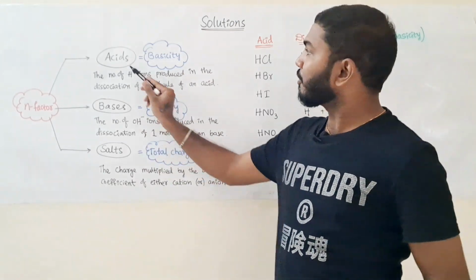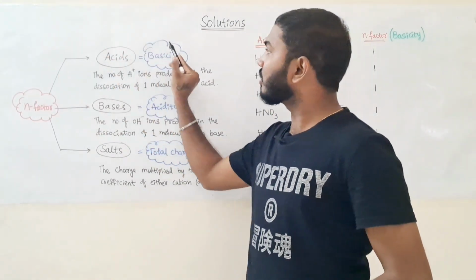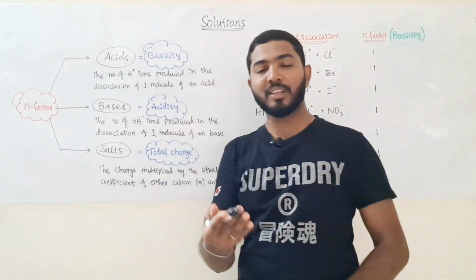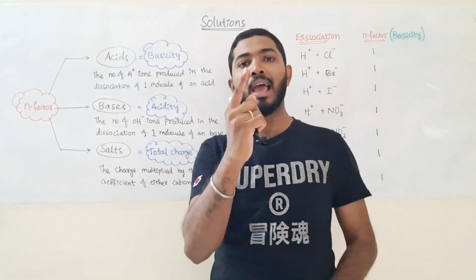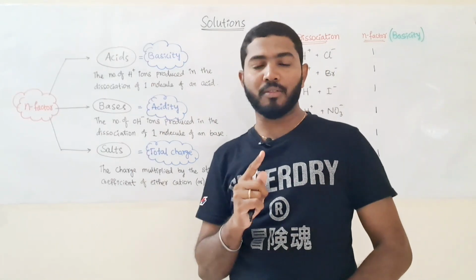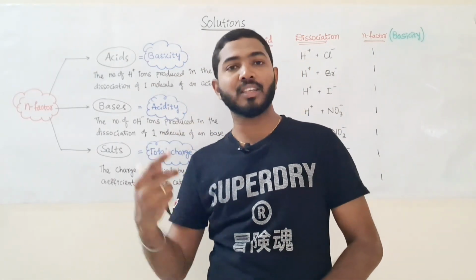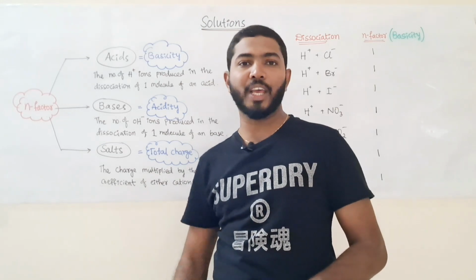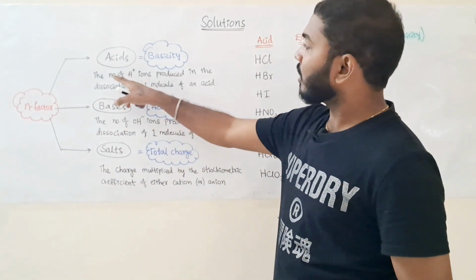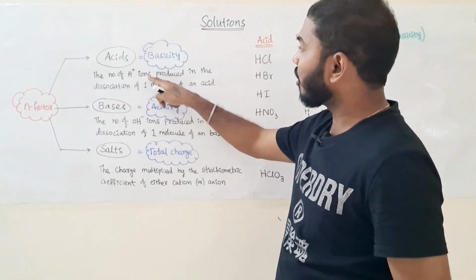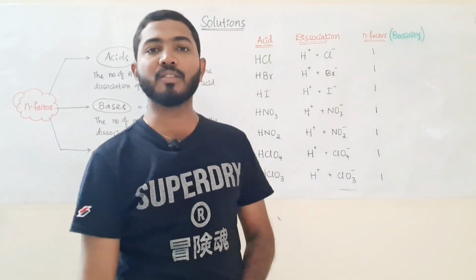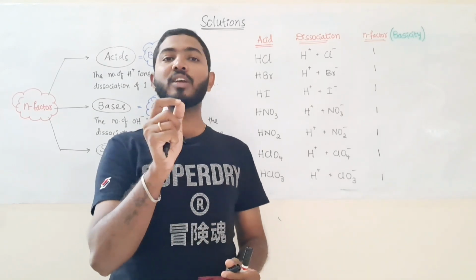Let us see. For acids, the N factor is generally termed as basicity. Basicity is the number of H plus ions produced in the dissociation of one molecule of an acid. So what does it mean, sir? If you take one particular molecule of an acid, how many H plus ions are produced in the dissociation? That number defines the N factor. Hope you understood. I'm just repeating the statement: the number of H plus ions produced in the dissociation of one molecule of an acid is called the N factor for acids, which is basicity.